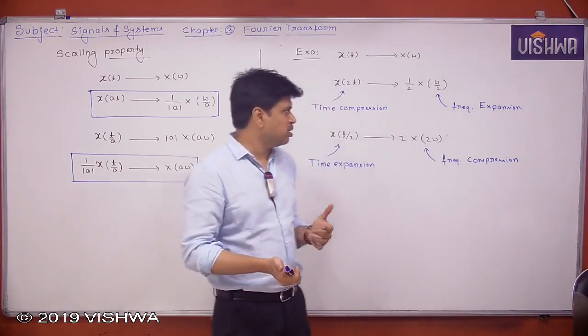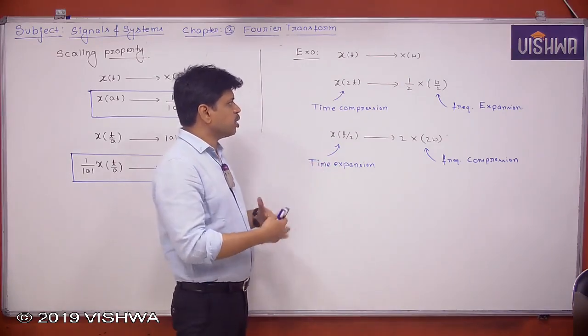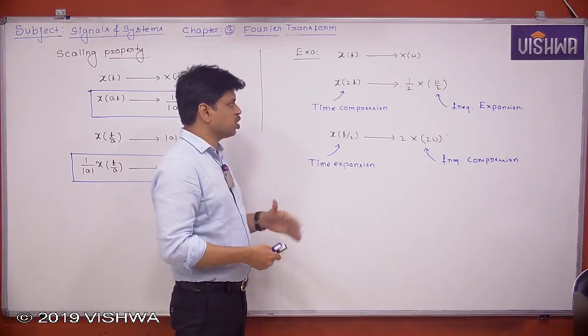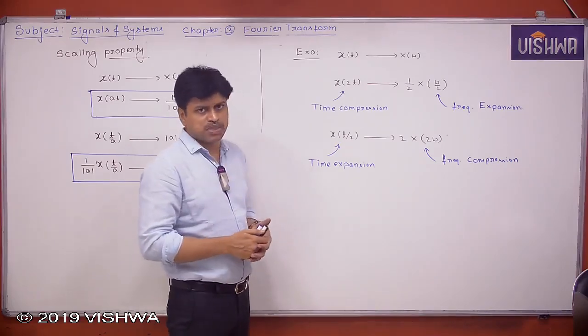This was one of the previous PSU, IES questions. They asked which property indicates compression in one domain leading to expansion in the other domain. That is nothing but the scaling property. Clear? Take it.